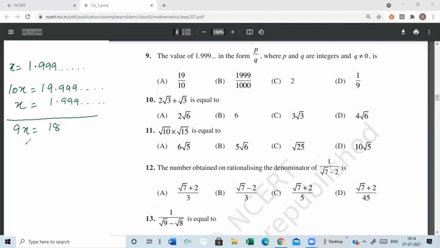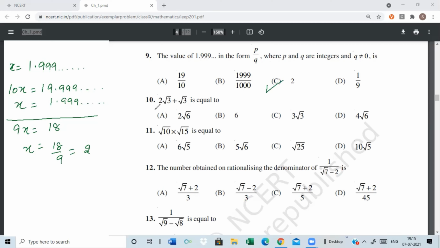And now x equals 18 by 9. Isn't it interesting that we are getting a non-terminating, repeating decimal that is equal to a whole number? Yes, that is very much true because 1.9999 to infinity will be equal to 2. So the value of 1.9999 is equal to 2, right?